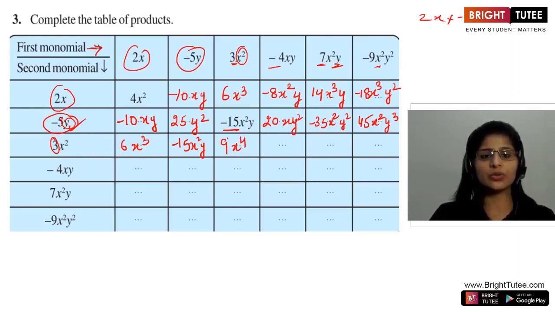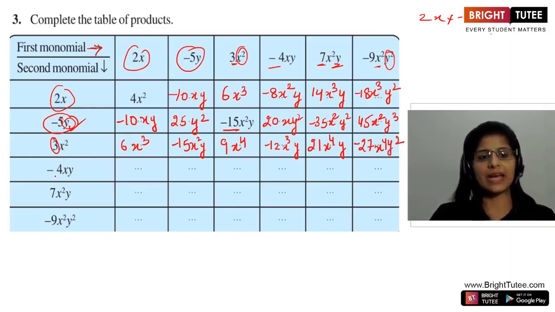Then minus 4 into 3 is minus 12, x into x square is x cube, and y. 7 and 3 multiplied get 21, x square and x square is x to the power 4, and y as it is. Now minus 9 and 3, 3 nines are 27, minus 27, x square into x square is x to the power 4, and y square will not get combined with anything, it will be y square.